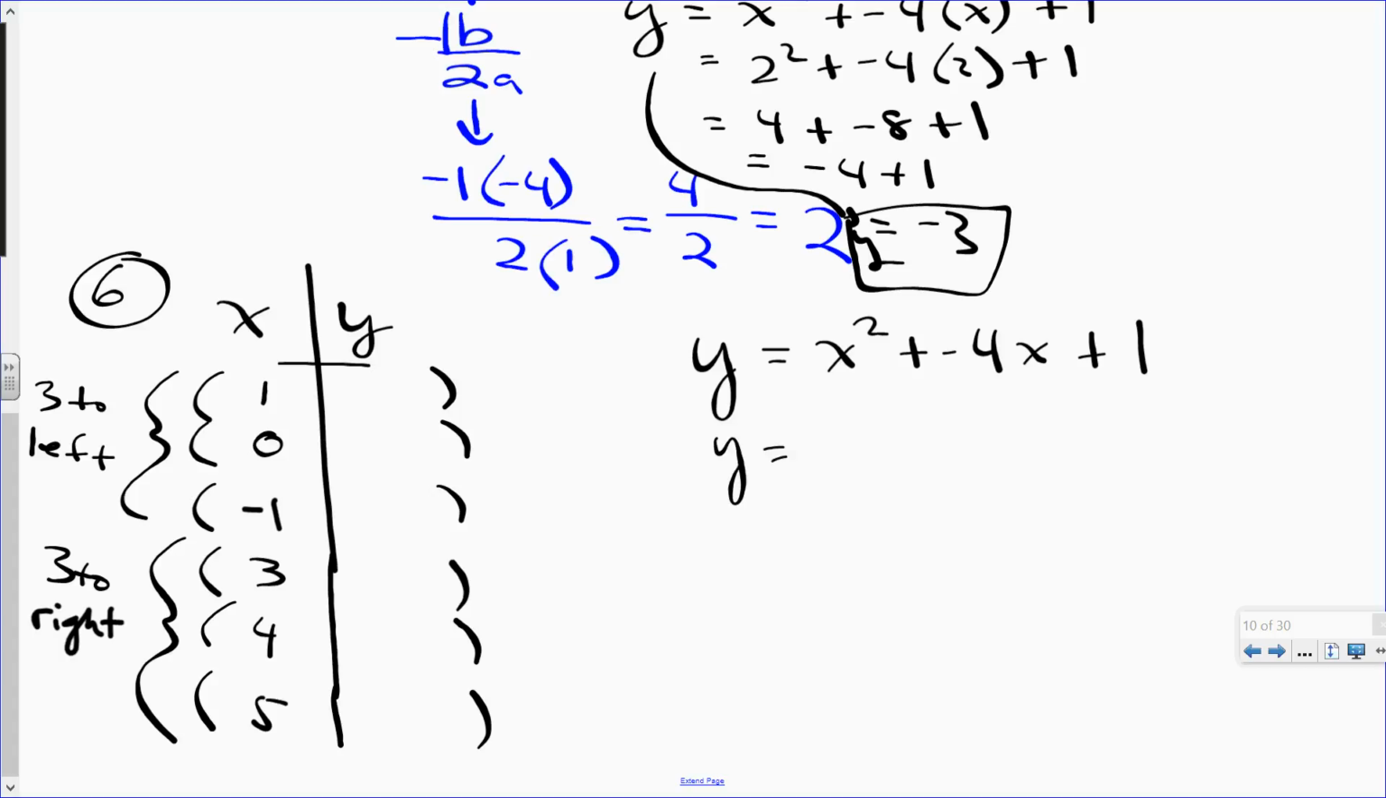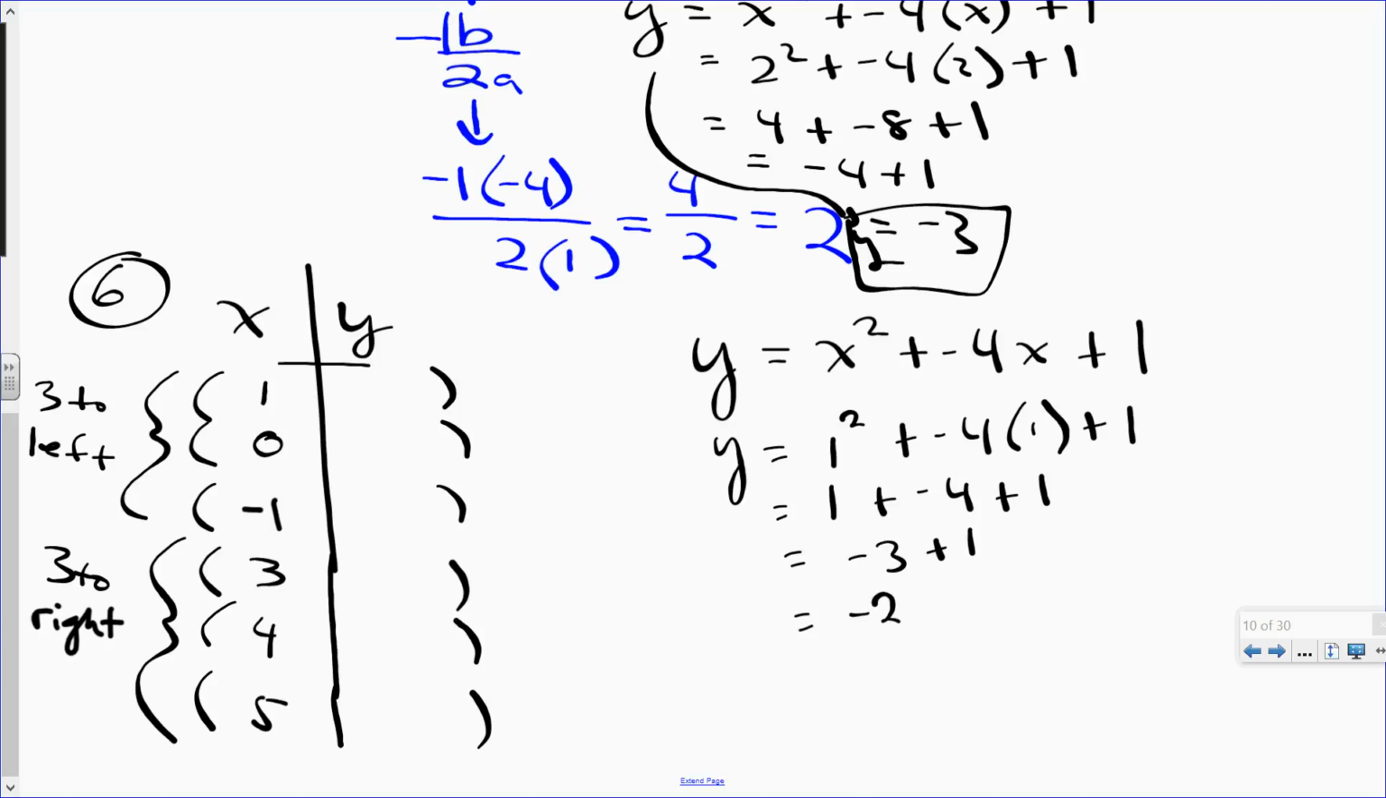Y is 1 squared plus -4 times 1 plus 1. Here's where you've got to be careful and follow your order of operations. Please excuse my dear Aunt Sally. She says to do the exponents first. So it's going to be 1 plus a -4 plus a 1. And that 1 plus -4 will become a -3 plus a 1. So I end up having a -2. Y ends up -2 when x is 1. So let me put -2 right here.